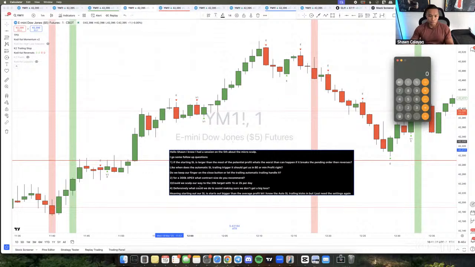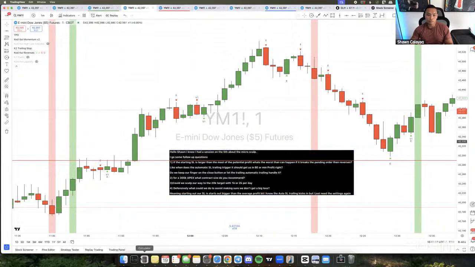Let's see, your other question over here, you said for a 300K Apex, what contract size do I recommend? I mean, you can go pretty high. I would probably keep it between 10 and 15, around there. If you feel really comfortable and you feel really good, volatility is high, then you can go for 15. Because if you do 15, you can actually pass a lot faster, right?